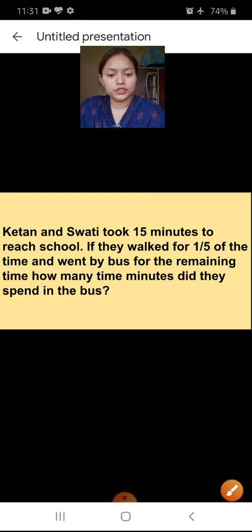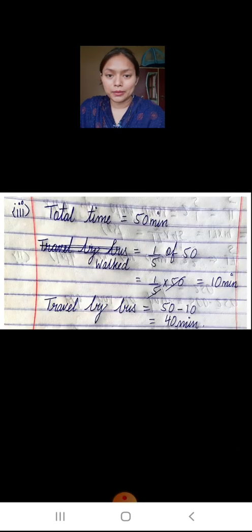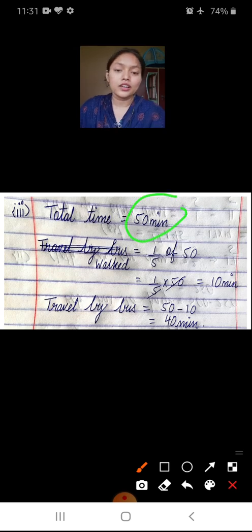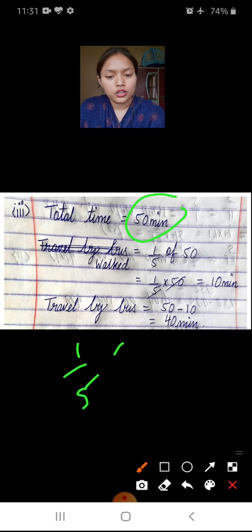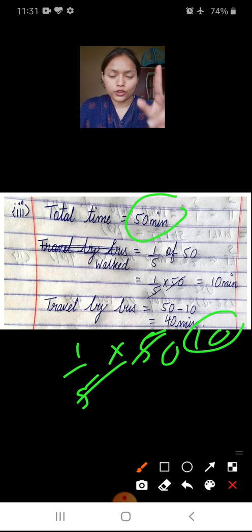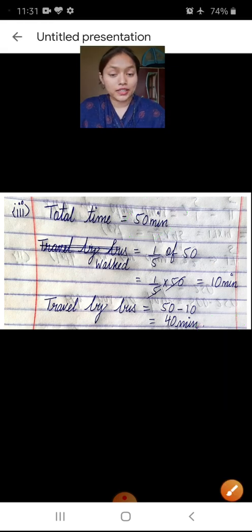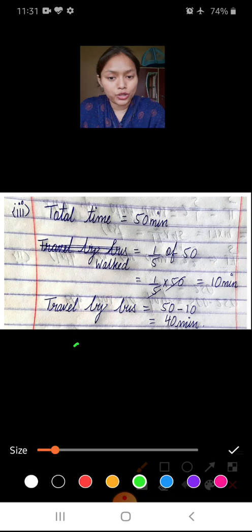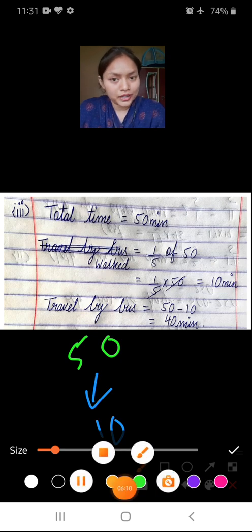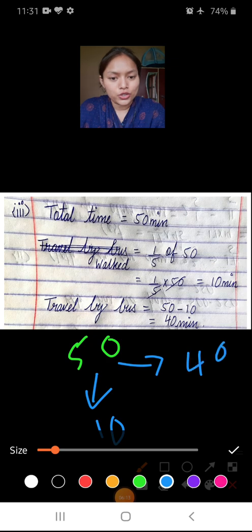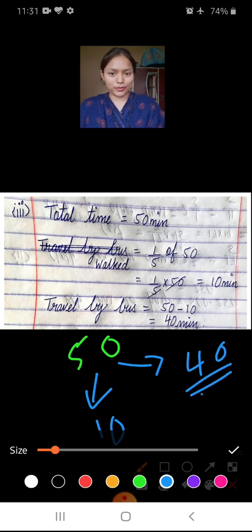Okay, now let's do it. As we know, the total time taken is 50 minutes, and out of this 50, 1 upon 5th they are traveling on foot, they are just walking. So 1 upon 5 of 50, of means multiply, we will get 10. So for 10 minutes they are walking, and the total time was 50, so the remaining is by bus. So 50 minus 10 is 40. So they will move by bus for 40 minutes.